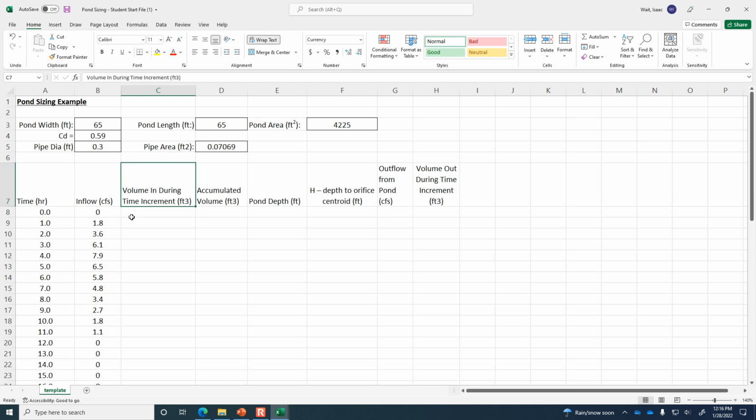So then how do we calculate the volume in during the time increment? Anybody recall how this column is calculated? Multiply the inflow rate by 3,600 seconds per hour, and then that'll give you the inflow volume. So flow rate times 3,600, because that's how many seconds there are in an hour.